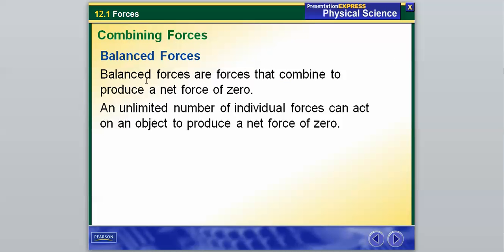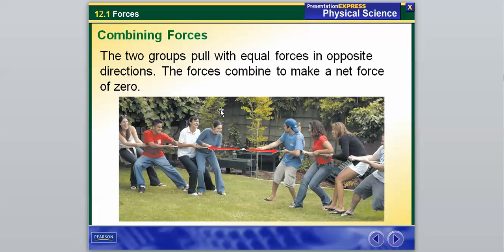And then balanced forces are forces that combine to produce a net force of 0. An unlimited number of individual forces can act on an object to produce this. One pretty good example of balanced forces is these two groups right here. They're pulling with equal forces in opposite directions, so they combine to make a net force of 0. This might not be a completely realistic situation, but based off of what's showing here, all these people are pulling with the exact same force at the exact same time. The center knot in the rope is not moving, so the net force is 0.